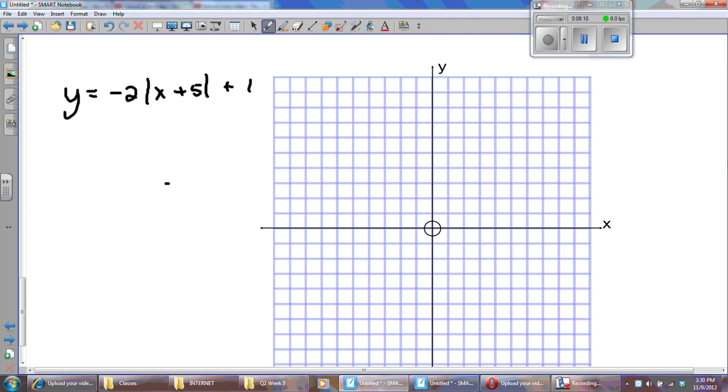Okay, let's find the vertex here. All right, the vertex is going to be -5, 1, right? So I'm going to go -1, 2, 3, 4, 5, +1. Now, hopefully we've discovered that the slope is here, but that negative means my V is going to be flipped upside down. So I'm going to go down 2 and right 1. Go down 2 and right 1.